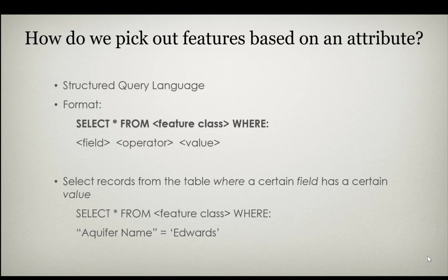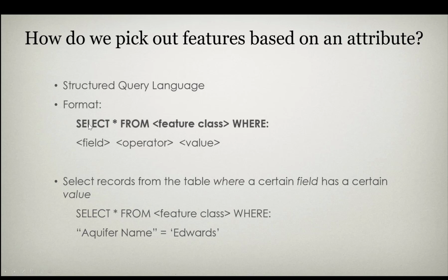When you do a query or selection in ArcGIS Pro, it's called select by attribute or select layer by attribute. And it's using a type of expression called SQL, Structured Query Language. The general format for SQL is that you want to select features. That's what the asterisk is. It represents features.